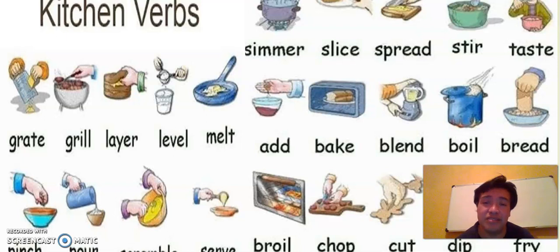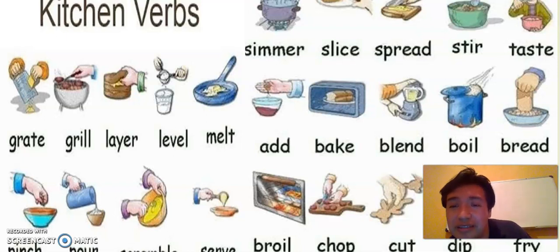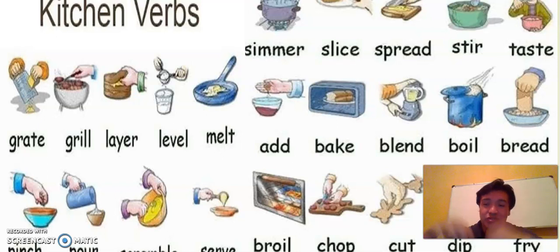Then we have bake. Bake is hornear. That's quite simple. Then we have blend. When you have many ingredients, you put them together and then you use a blender, a machine that makes it like this. It's like mix them all together. You have boil. Boil, that's hervir. You have bread. For example, you all know milanesas, right? So it's meat or any other ingredient that you want to eat. Then you put some bread on it, and then you fry it. That is bread. We call it empanizar.